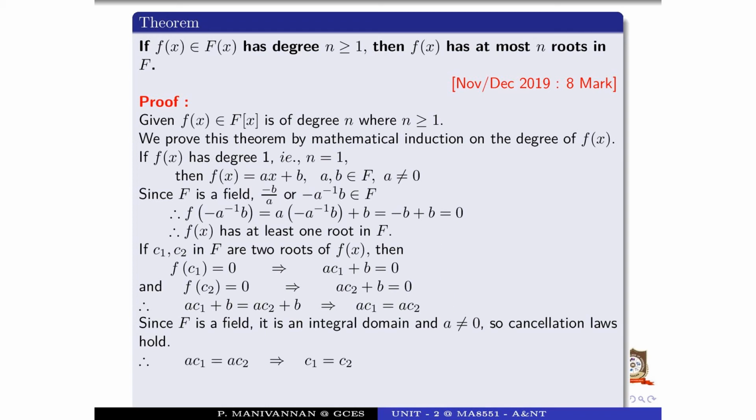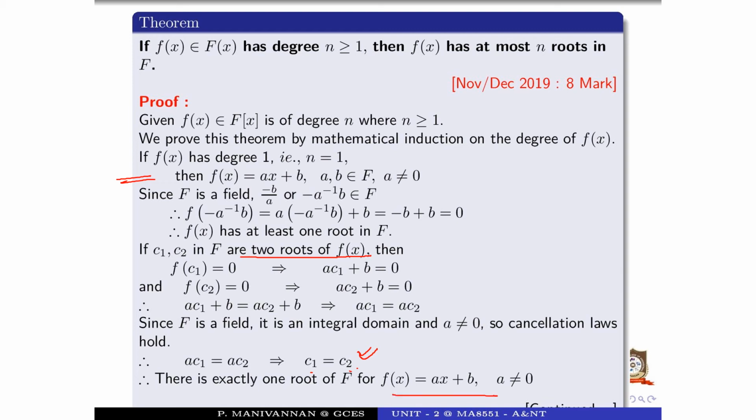The cancellation laws hold, so C1 equals C2. Therefore, for these equations, there is only one root. Since C1 and C2 are equal, if possible we assume two roots, but it is not possible. Why? Because C1 equals C2, this polynomial has exactly one root. Therefore, by the induction hypothesis, the first part is over.